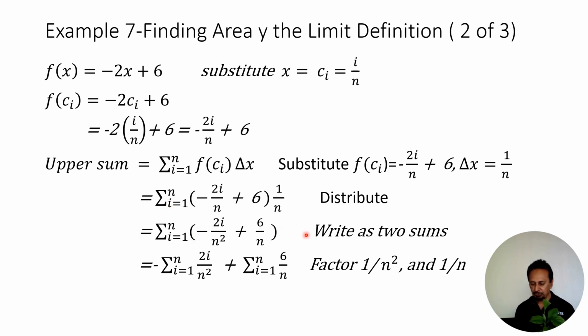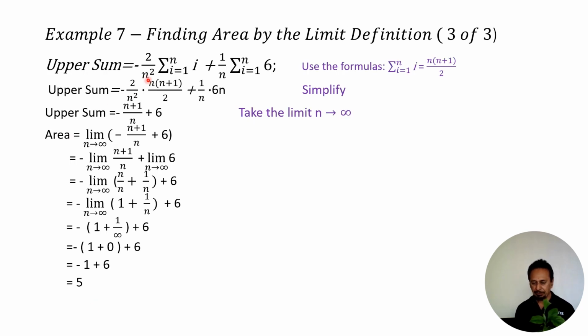Now we break it down into two sums. The first becomes minus the summation of 2i over n squared, i from 1 to n. The second would be the summation of 6 over n, i from 1 to n. We can factor out 1 over n squared in the first summation, and factor out 1 over n in the second summation. So the upper sum is negative 2 over n squared times the summation i from 1 to n of i, plus 1 over n times the summation i from 1 to n of 6.